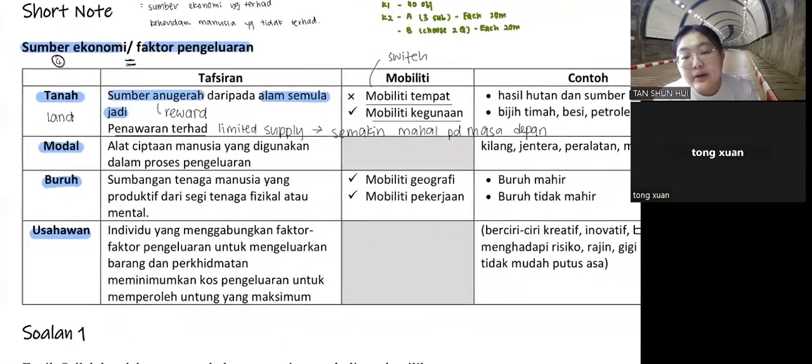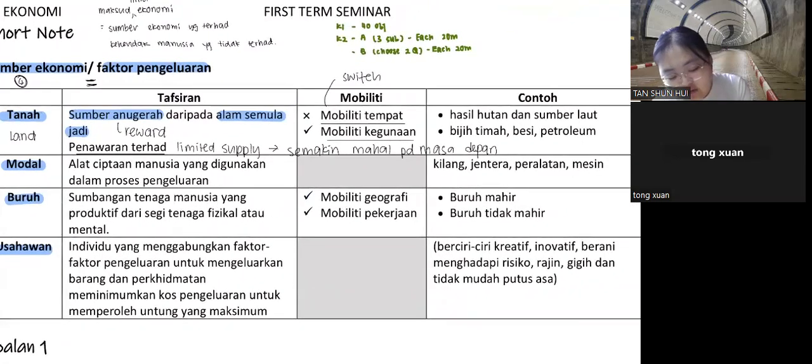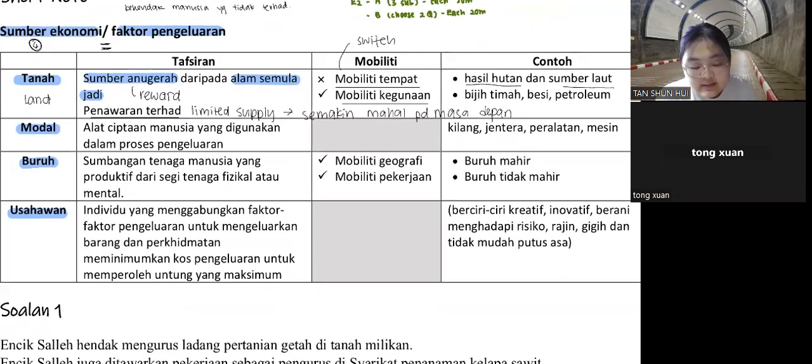Now, what is the example of tanah? All kinds of hasil hutan, all kinds of sumber laut. It can be renewable resource, it can be non-renewable resource. All right. Now, you have the gift from nature. Definitely, the next you will have the opposite, which is what?